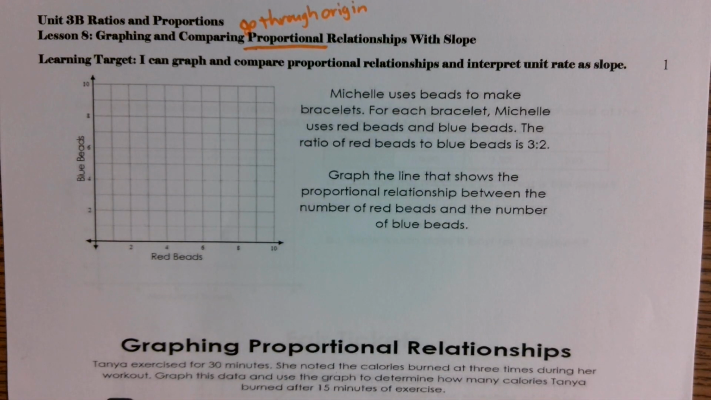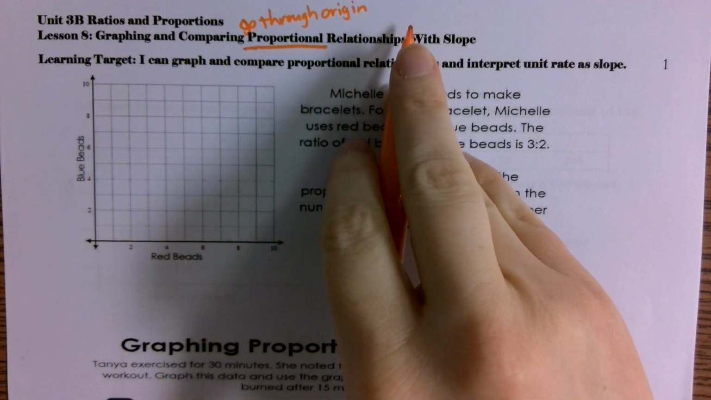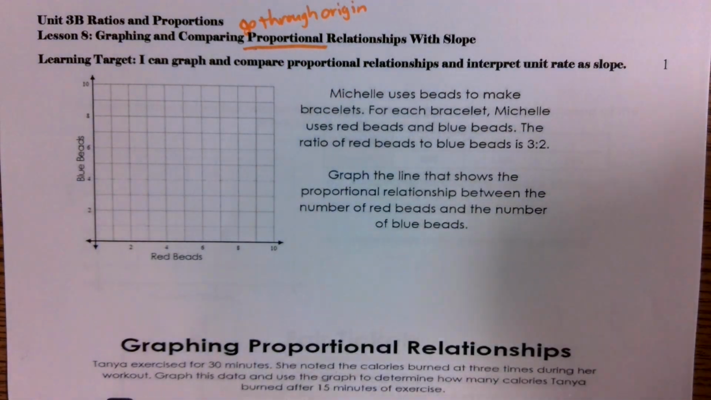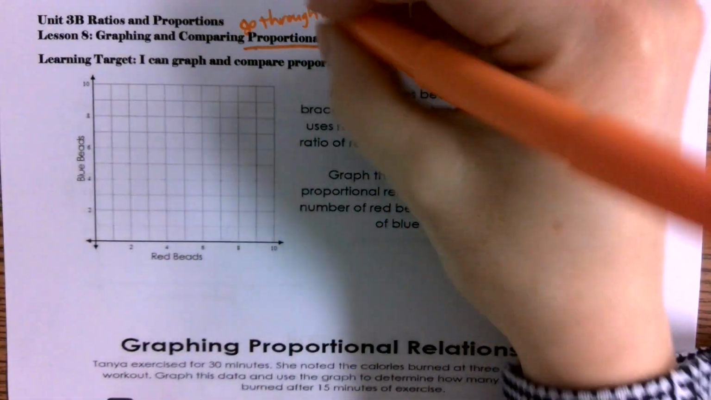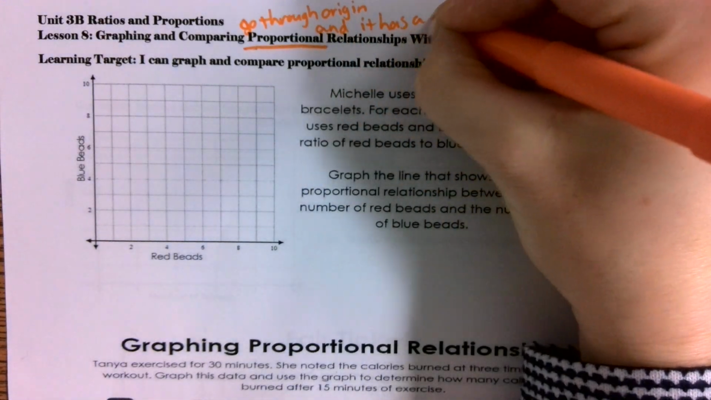It goes through the origin, and it also has to be what, Jackson? Has to be a straight line. So in order for it to be a straight line, I'm going to say something different. Instead of saying it has to have a straight line, I'm going to indicate that it has a slope. A slope is a constant rate of change which creates that straight line. So it's going to go through the origin and it has a slope.